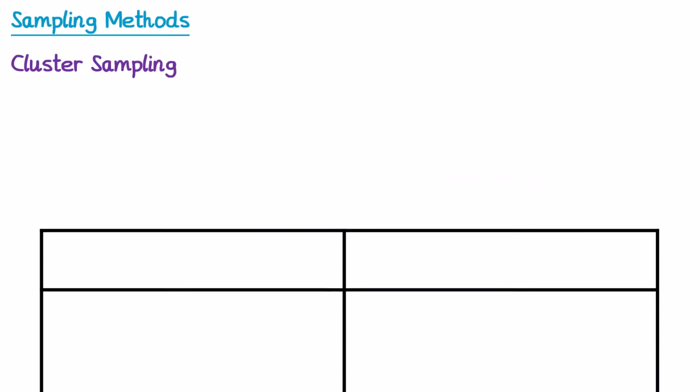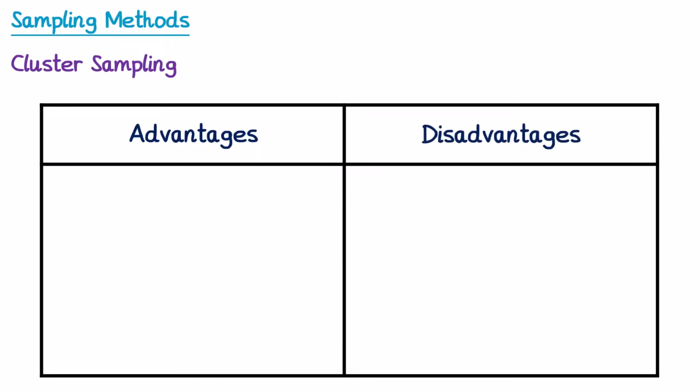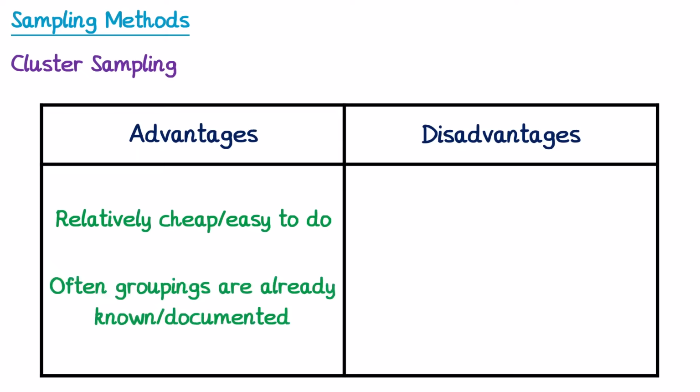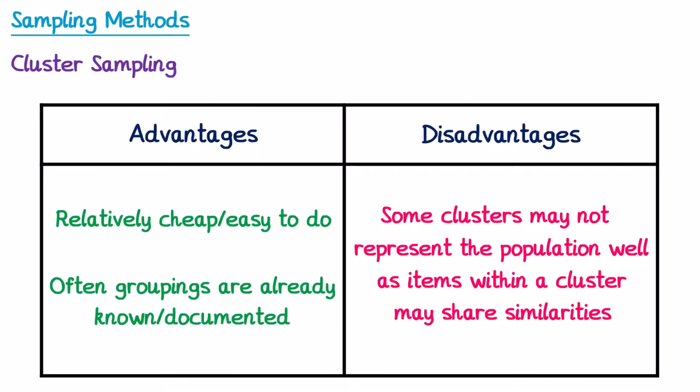Let's discuss the advantages and disadvantages of cluster sampling. First of all, it's relatively cheap and easy to do. The method itself is not complicated. You select some clusters and then sample everybody at that cluster. Another advantage is the groupings are already known or documented. So those clusters naturally exist. McDonald's will already have a list of all of the employees at each of the restaurants, so there's no extra work involved there. In terms of disadvantages, some clusters may not represent the population well, as the items within a cluster may share similarities. It could easily be the case that employees that work at the same restaurants have similar views, because they experience the same conditions.